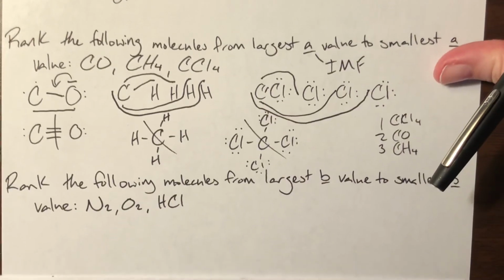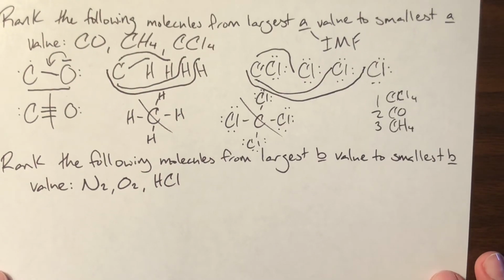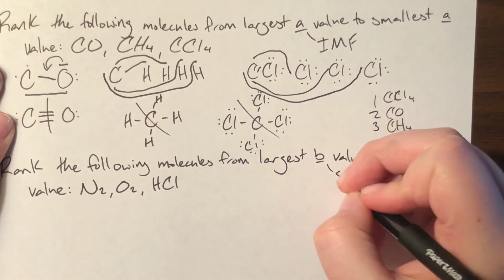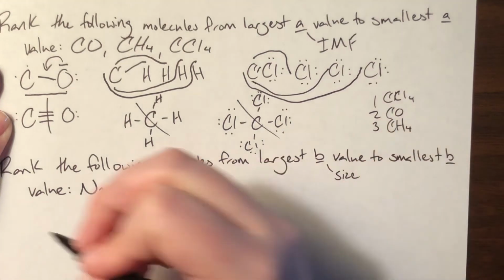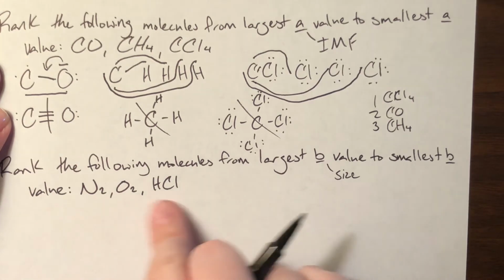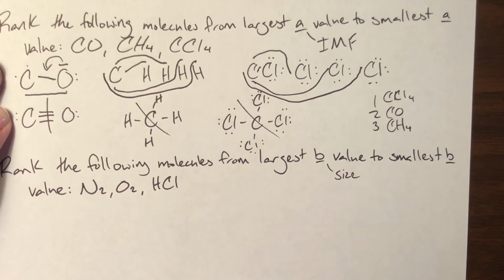The last one I'm going to deal with is that I'm going to rank the following molecules from the largest B value to the smallest. B, remember, is going to be size. And so we have N2, O2, and HCl. So we all have 2 atoms here, so we're going to end up needing to check the masses.